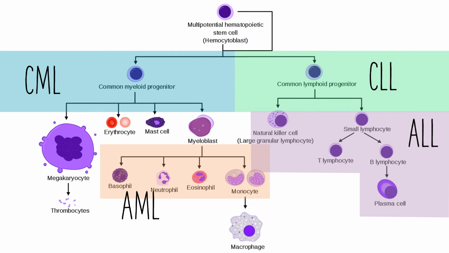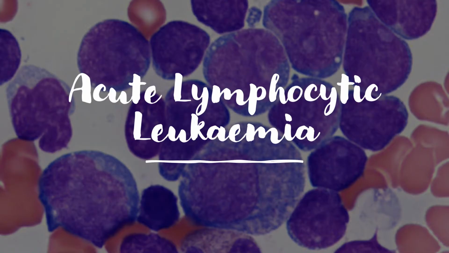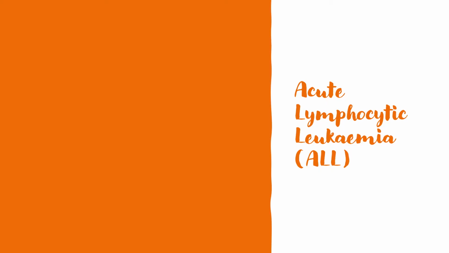Let's look at acute lymphocytic leukemia first. It's important to note that you may come across it being named lymphoblastic, lymphocytic, or lymphoid. Don't worry, these are the same thing. So, acute lymphocytic leukemia, ALL. This is the most common childhood cancer and is rare in adults.